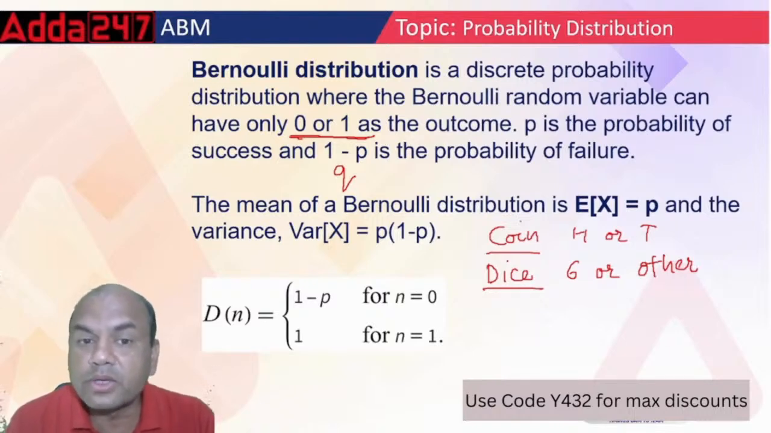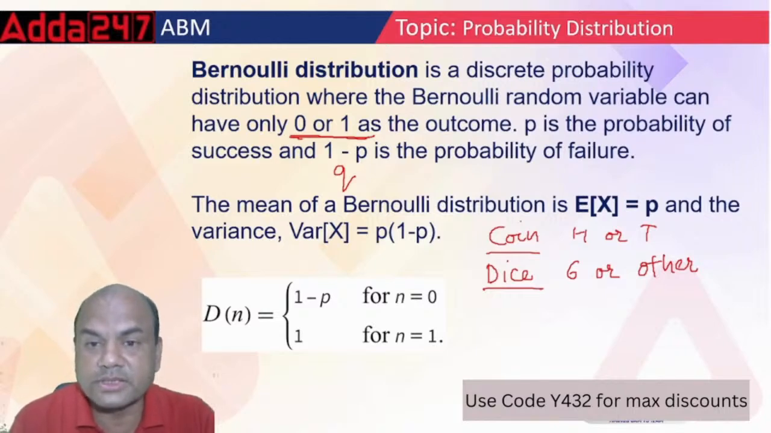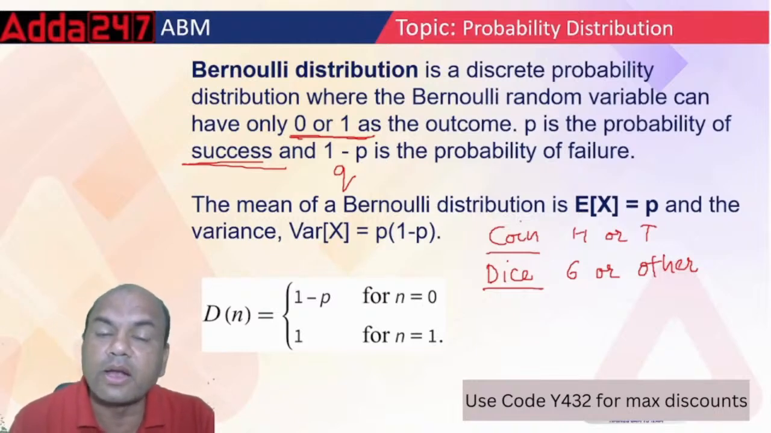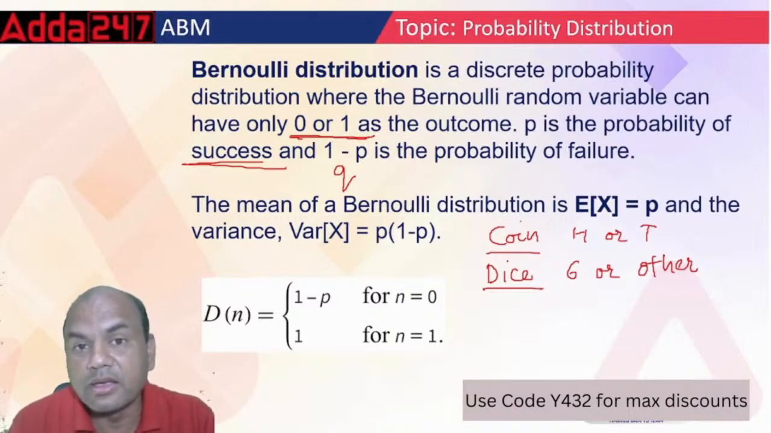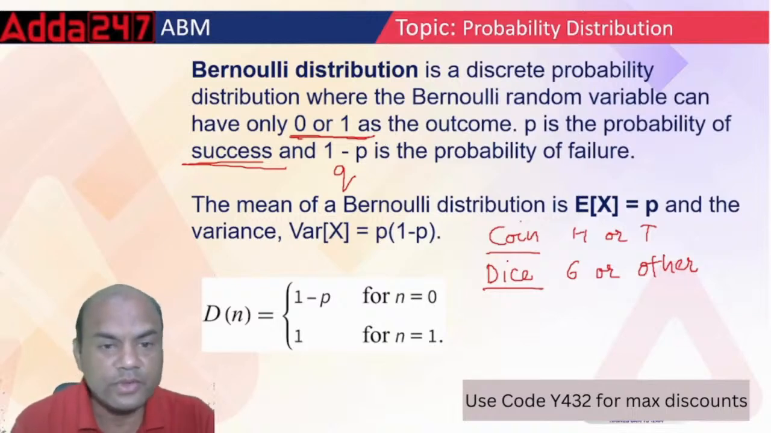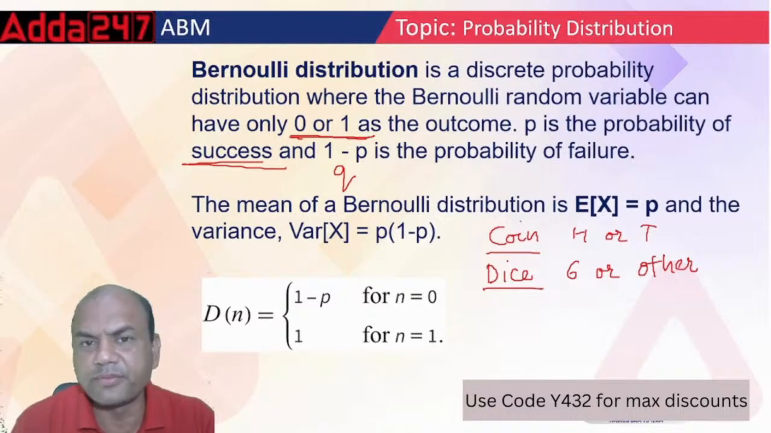So there can be only two answers, remember, 0 or 1 as the outcome. P is the probability of success and Q is the probability of failure. Success means the probability which is asked in the question. If they ask, if I throw a coin, what is the probability of getting a head, then getting the head becomes the success and getting the tail becomes the failure. The mean of Bernoulli distribution is E(X) equals P and the variance is P into Q. Got it? Simple.